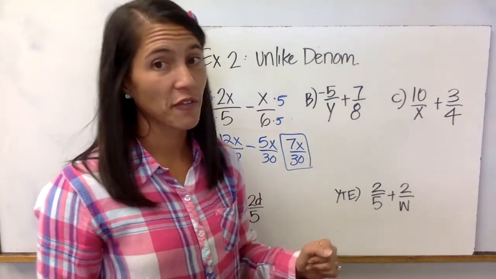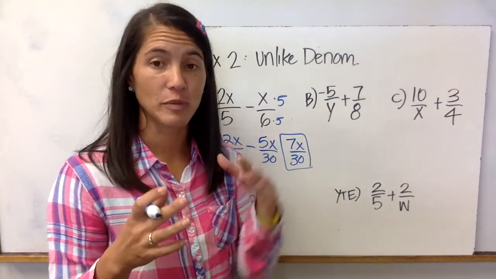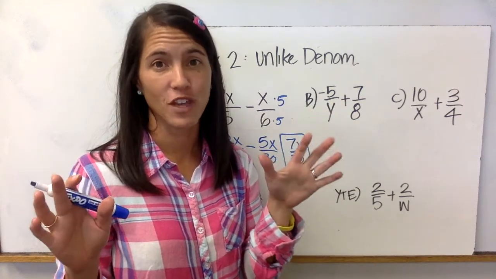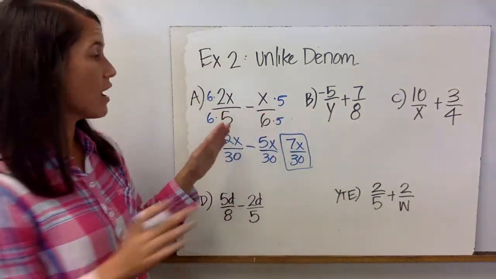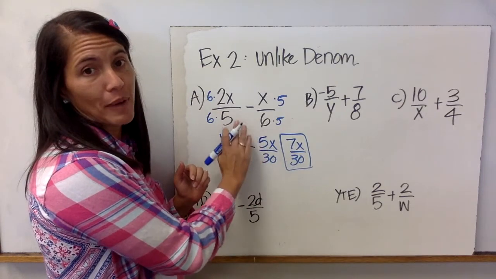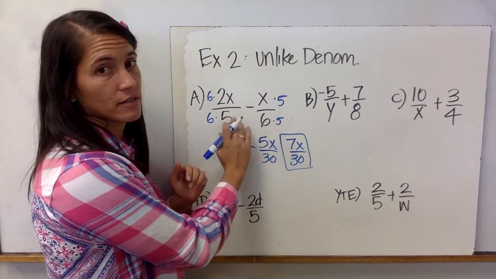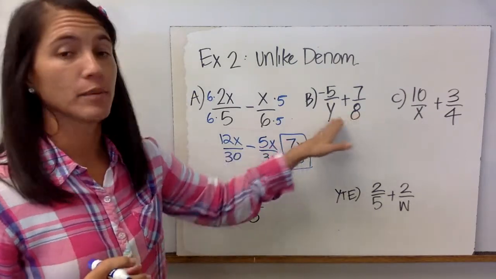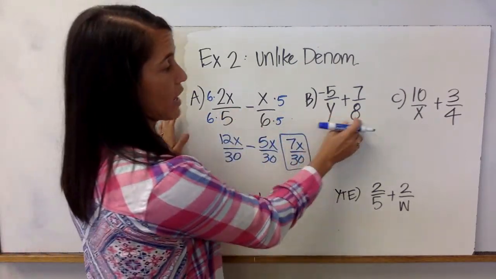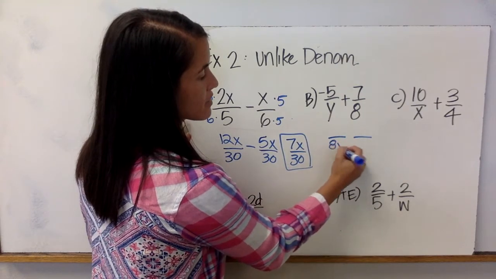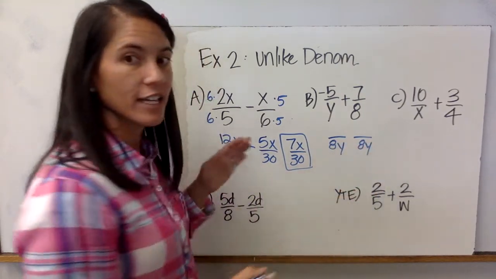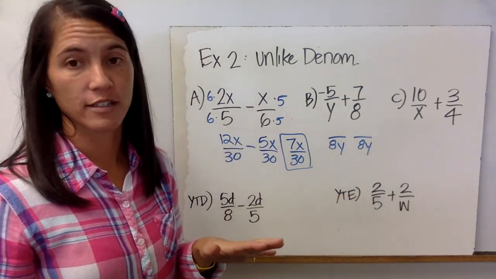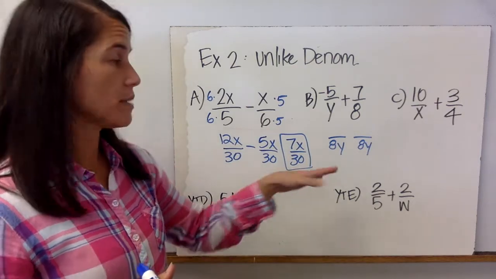Now B is a little different because my common denominator between y and 8 might be something that you're not used to. In example 1, I found a common denominator by multiplying 5 times 6. So you can use that same strategy, that same thought, to find a common denominator. So let's multiply y times 8, and that gives us 8y. It's okay to multiply a variable and a constant. My common denominator is going to be 8y.